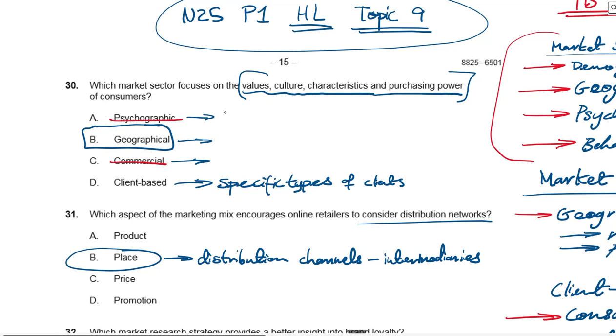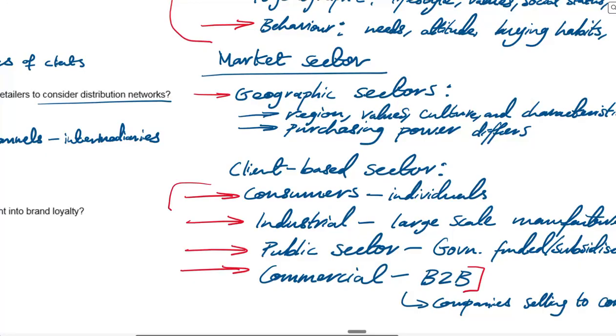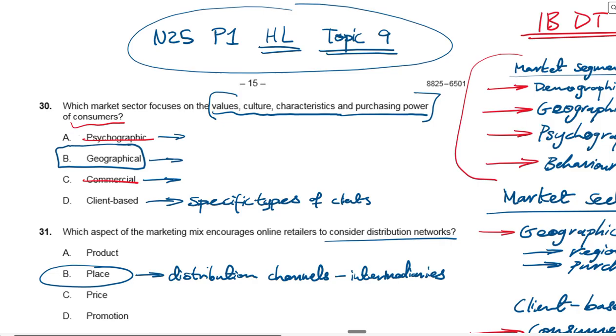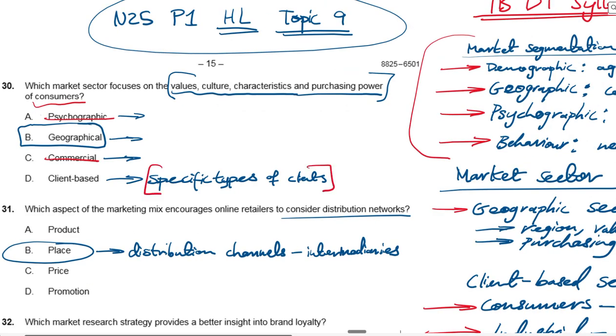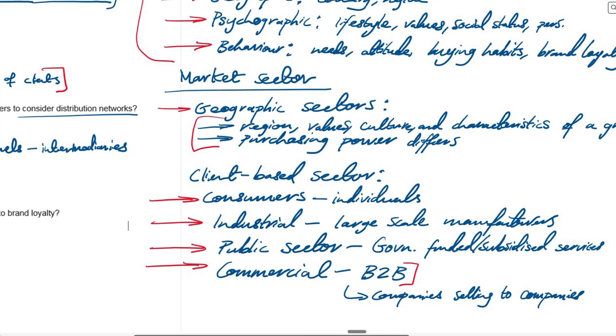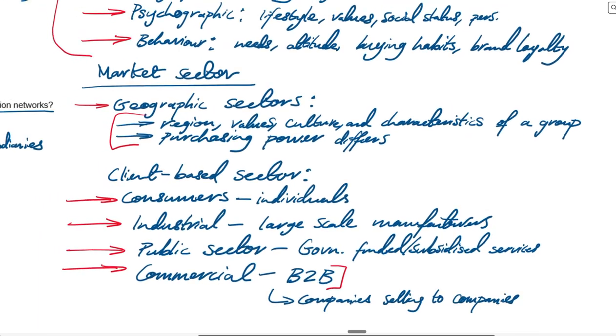Here we're talking about consumers: purchasing power, values, culture, characteristics of consumers specifically. So we have consumers, so it could be a client-based sector, but that includes all of these four options, or it could be a geographic sector. Sorry, laptop is bugging out a bit. Client-based just helps us separate into specific types of clients, and we have those specific types here. None of those are based on values, culture, characteristics, and purchasing power. But more importantly, our geographic sectors are based on all of those: region, values, culture, characteristics of a group, and purchasing power.